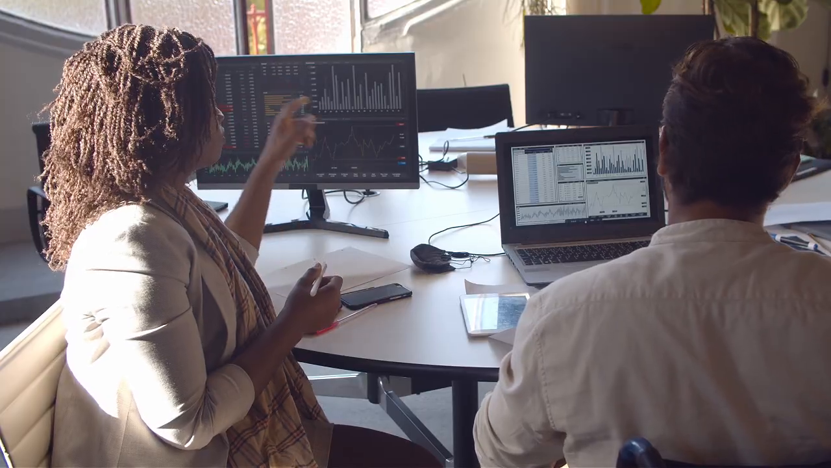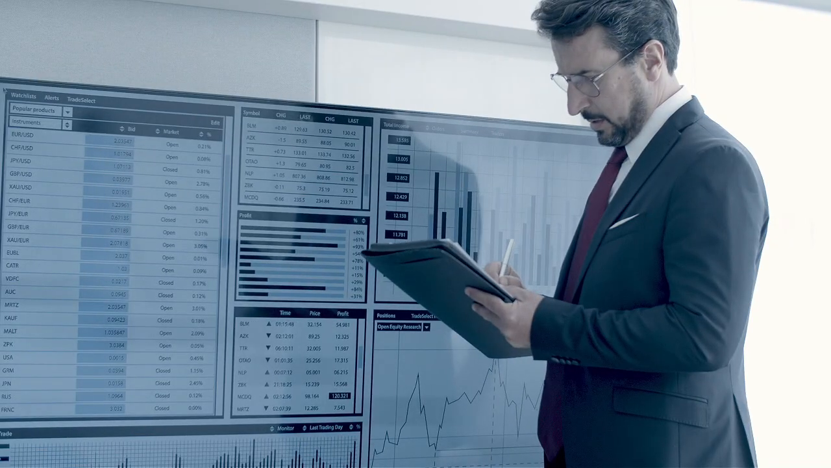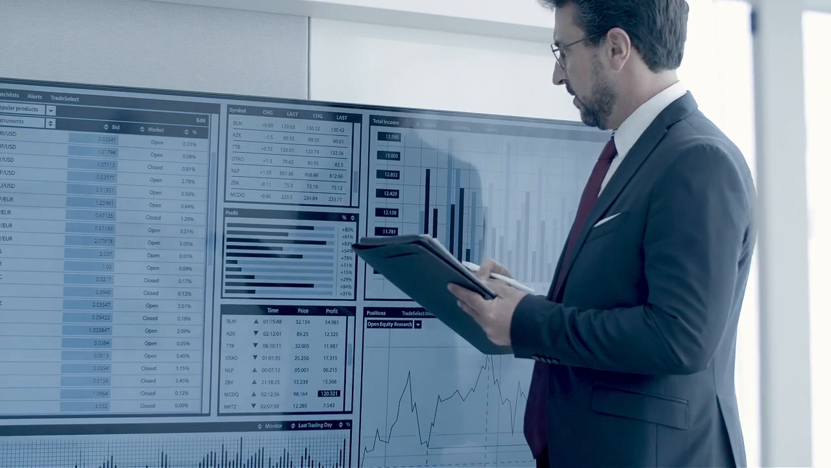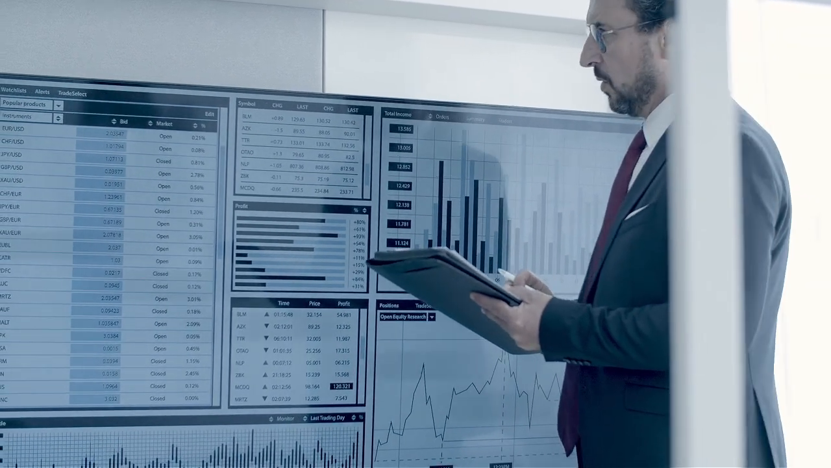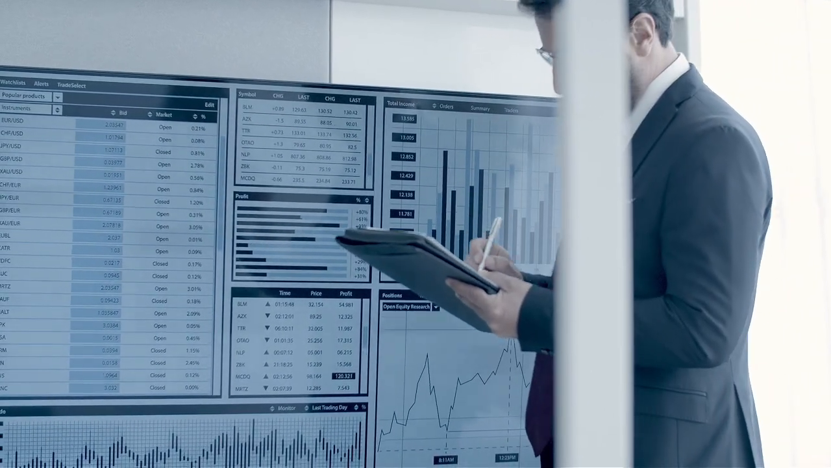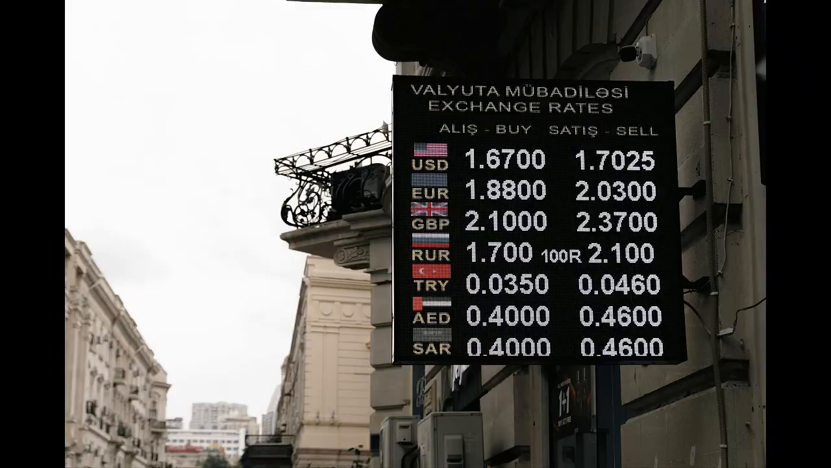Resistance above is equally clear. 1.3343 is the 1H pivot, 1.3351 the microswing high, and 1.3364 the local structure ceiling.